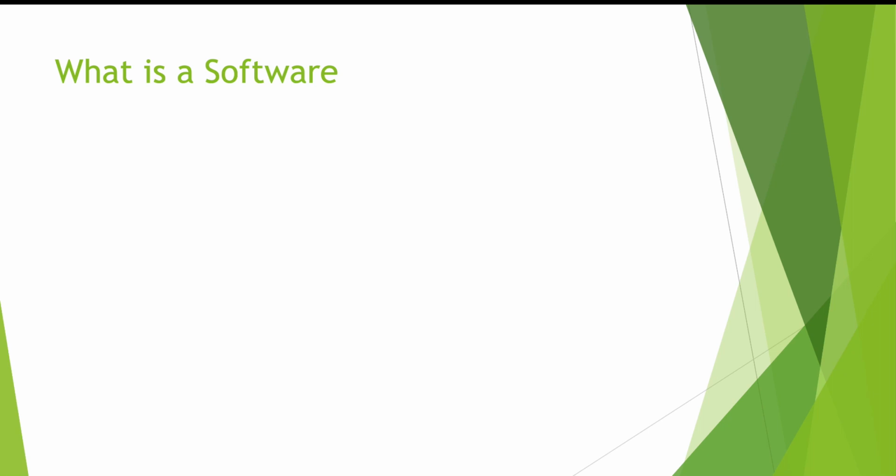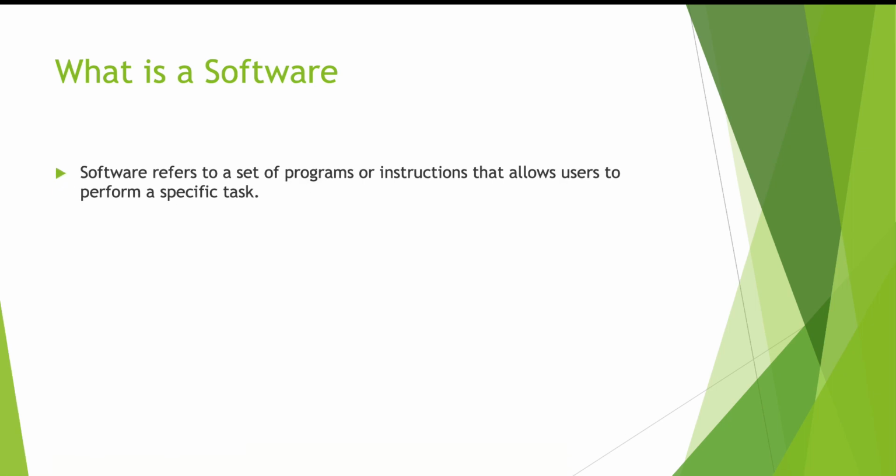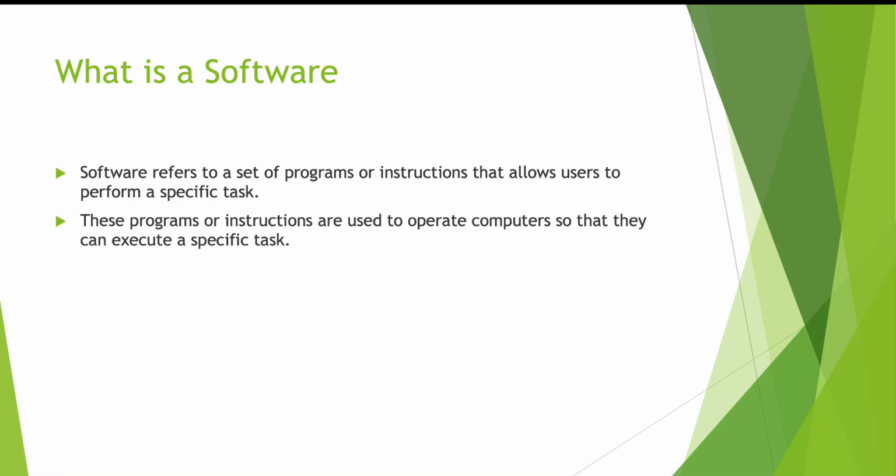you provided. So coming to the definition, software refers to a set of programs or instructions that allows users to perform a specific task. These programs or instructions are what we use to operate computers so that they can execute the tasks which we want them to.